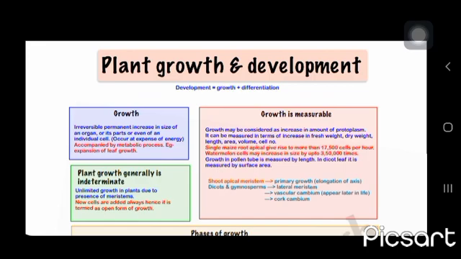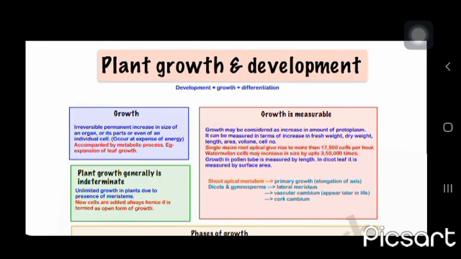Growth is measurable. Growth may be considered as an increase in amount of protoplasm, and can be measured in terms of increase in fresh weight, dry weight, etc. A single maize root apical meristem gives rise to more than 17,500 cells per hour, whereas a watermelon cell may increase in size by up to 350,000 times. Growth in pollen tube is measured by length, and in dicot leaf it is measured by surface area.